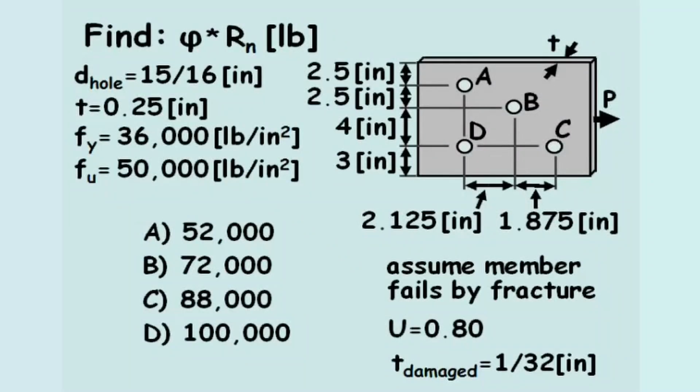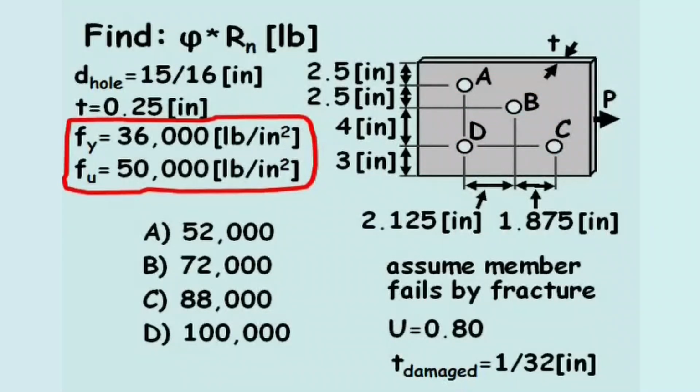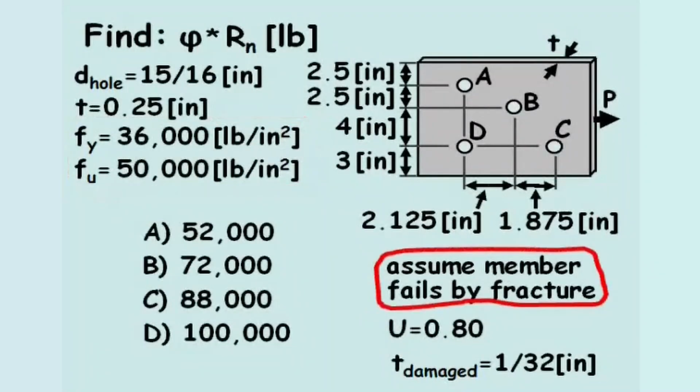Find the design strength of the steel member in pounds. In this problem, a steel member is subjected to a force P. Certain dimensions of the member are provided to show the locations of the 4 bolt holes A, B, C, and D. The yield stress of the steel, Fy, and the ultimate stress of the steel, Fu, are also provided. The problem also states to assume the member experiences a fracture failure.